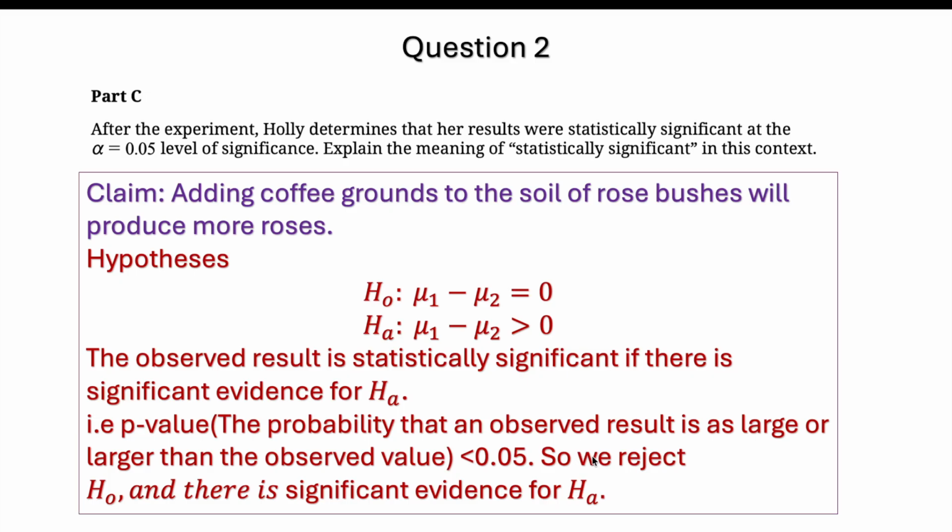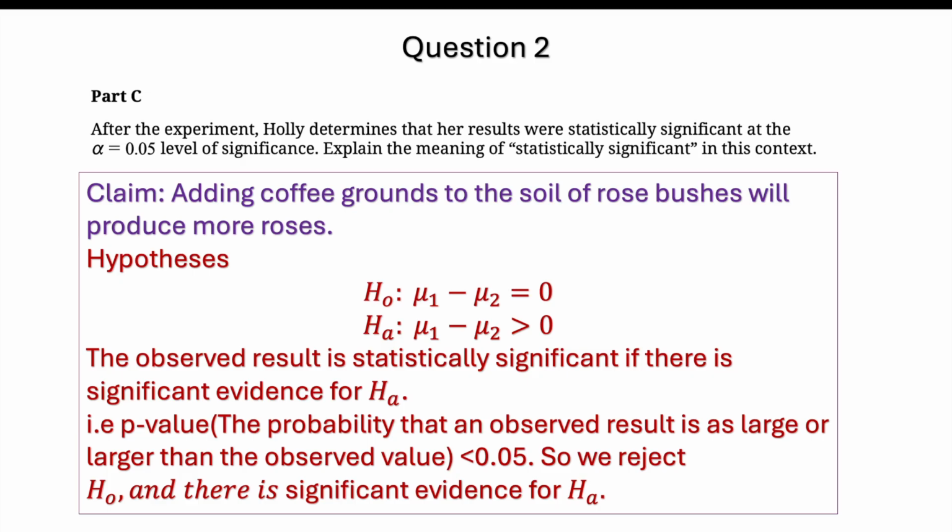If she were to do a hypothesis test or a significance test, the null hypothesis, H0, is going to be mu1 minus mu2 is equal to 0. That means there is no difference in the true mean number of roses produced by rose bushes treated with coffee grounds and the ones treated with no coffee grounds. Now the alternative hypothesis is based on the claim. That is, mu1 minus mu2 is greater than 0. That means adding coffee grounds produces more roses than no coffee grounds.